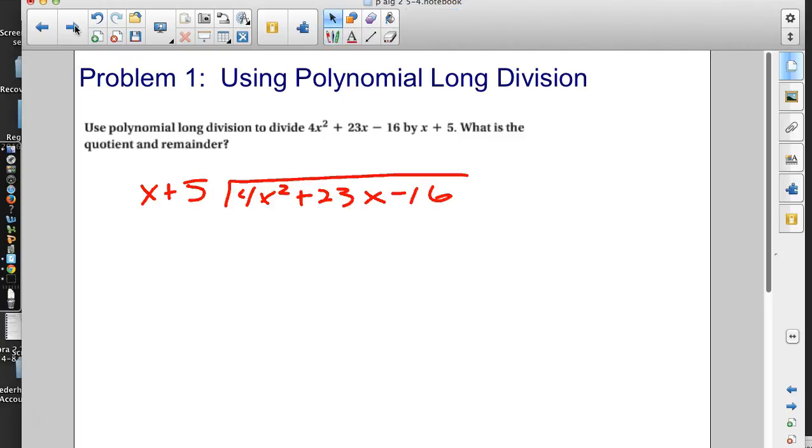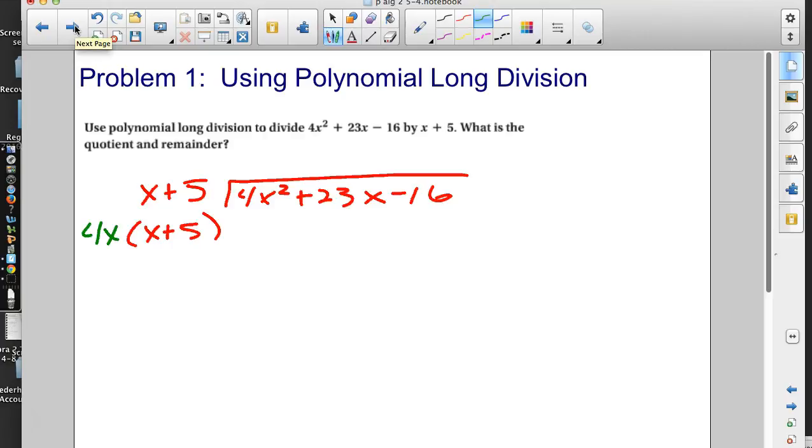All right, so I'm starting over here with my little x plus 5, and I have to get rid of a 4x squared. So what am I going to multiply this with to make that happen? 4 and x. 4x squared plus 20x. It did its job. 4x squared and 4x squared are a perfect match, so I'm going to put that little 4x right up here. And then I'm going to change the signs and add.